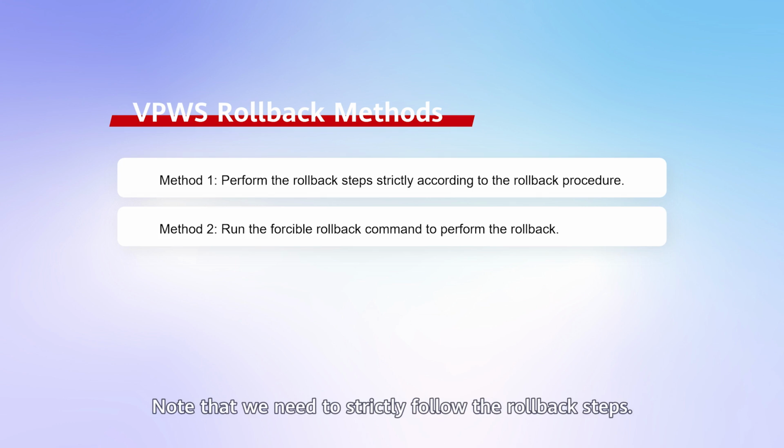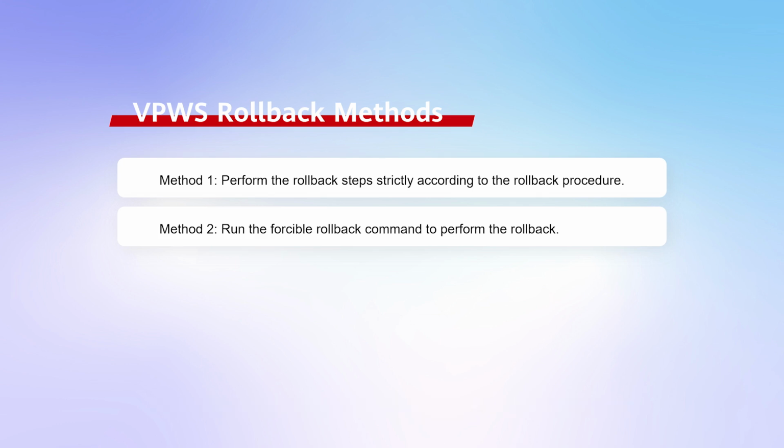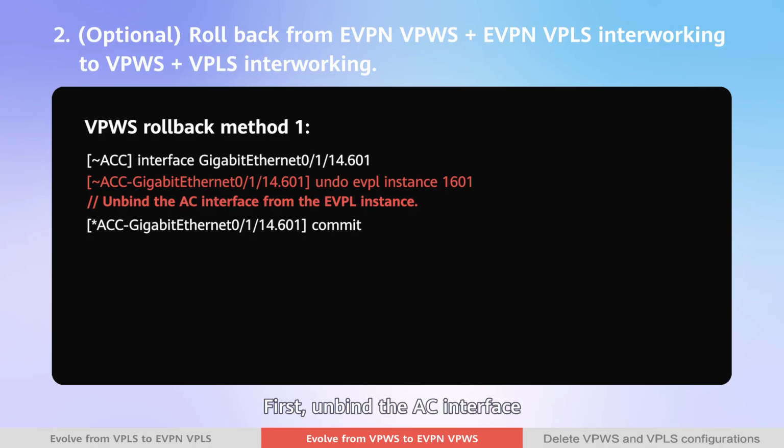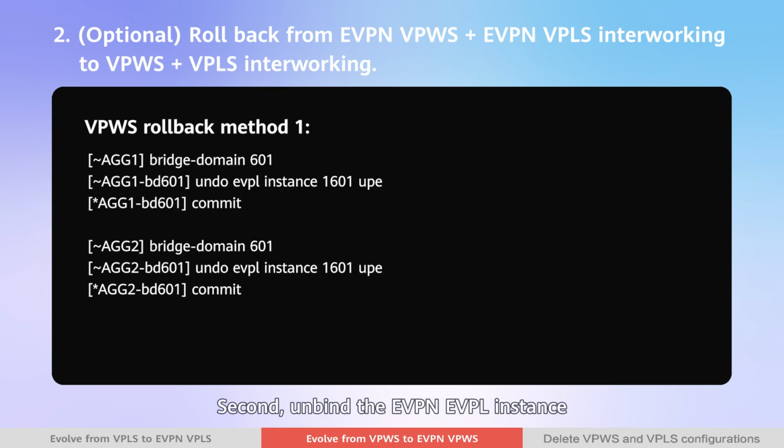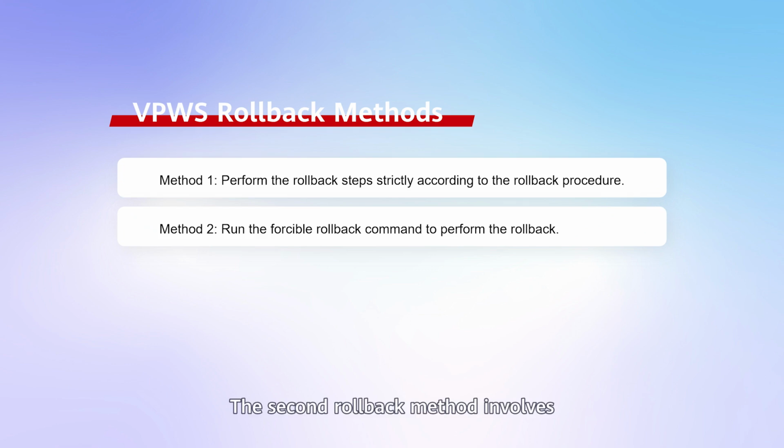Note that we need to strictly follow the rollback steps. First, unbind the AC interface from the EVPN EVPL instance on the ACC. Second, unbind the EVPN EVPL instance from the BD on AGG1 and AGG2. The second rollback method involves the migration rollback L2VPN command. The rollback steps are as follows.